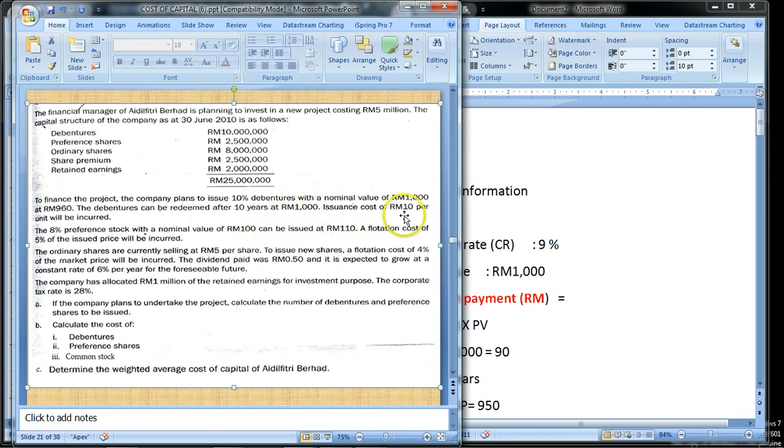Alright, an issuance cost of 10 ringgit per unit will be incurred. So the issuance cost is considered as flotation cost. The 10 ringgit means that you need to use it in the calculation of the question I give you. How about this 10% to issue 10% debentures? Actually this 10% is the coupon rate. Plus, the debentures can be redeemed after 10 years at 1,000. What do you understand on this, class?